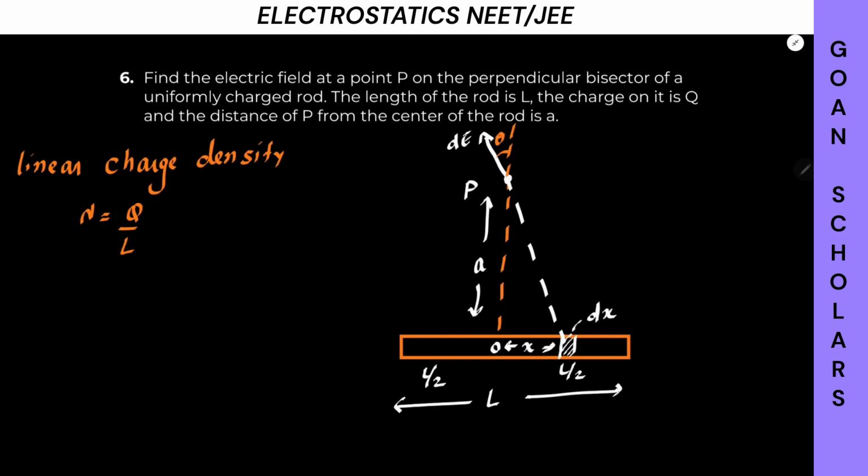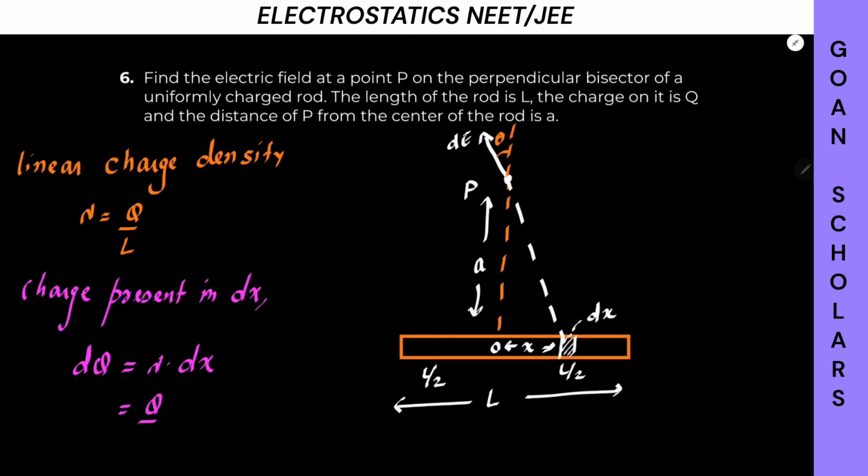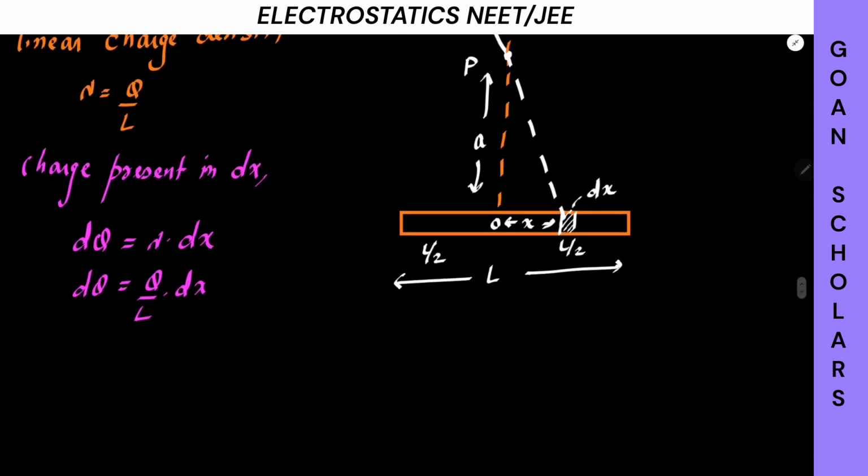So if lambda remains constant, can we find the charge present in this dx? The charge present in dx will be dq, which is equal to lambda into dx, correct? And what is lambda? Q by L. So dq equals Q by L into dx. Charge per unit length of the whole rod times dx equals dq. This is the charge present in that region.